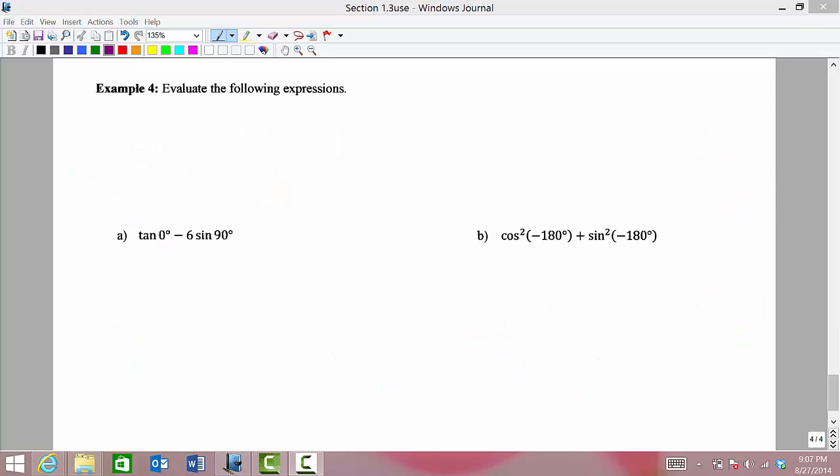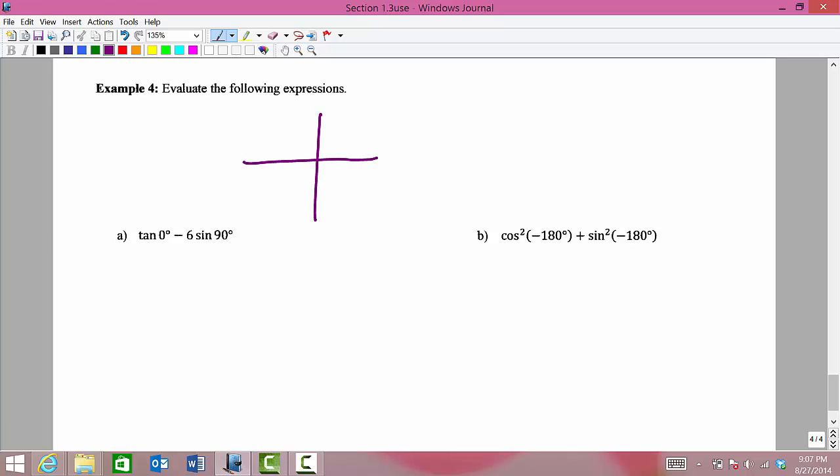Evaluate the following expressions. So we want to find tangent of 0 degrees minus 6 times the sine value of 90 degrees. So we need to remember how to find our tangent value. Remember, tangent is y over x, and we're talking about 0 degrees. So that will be our 0 degree angle in standard position.